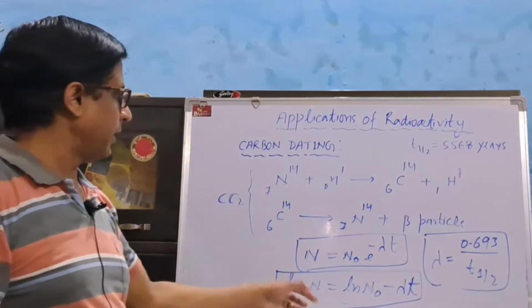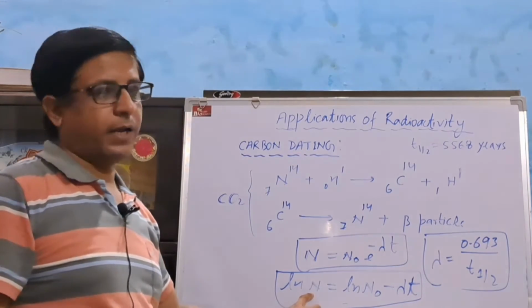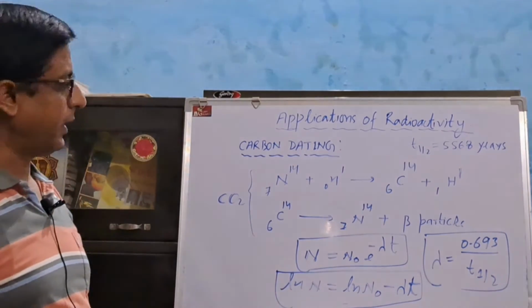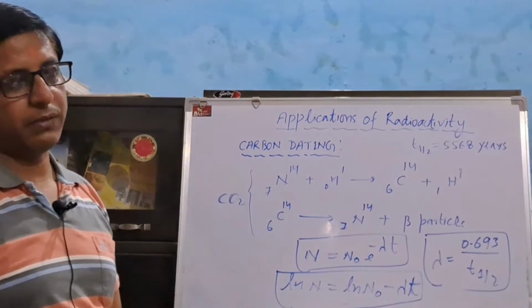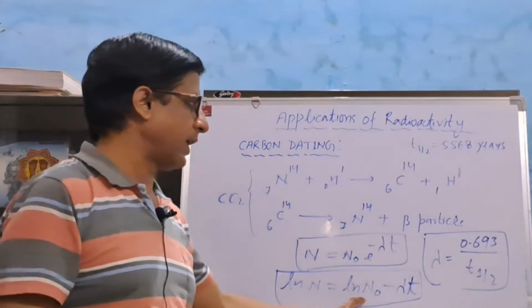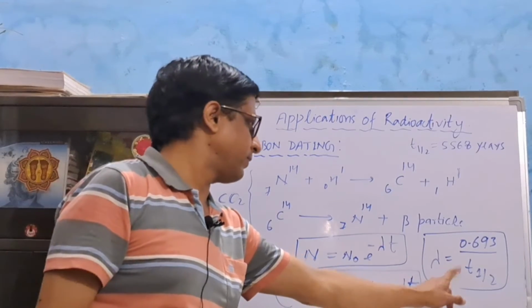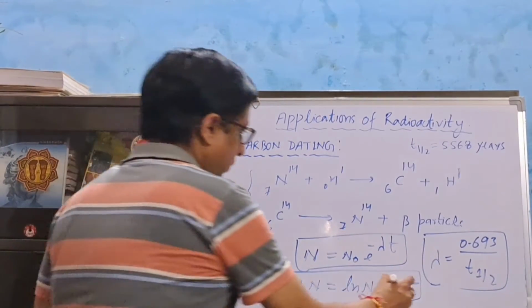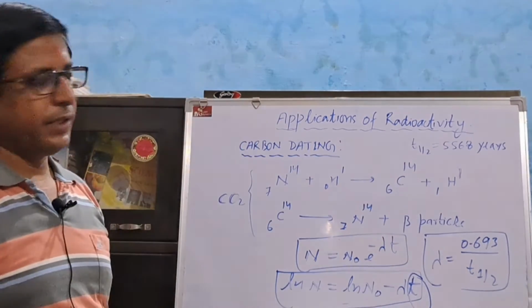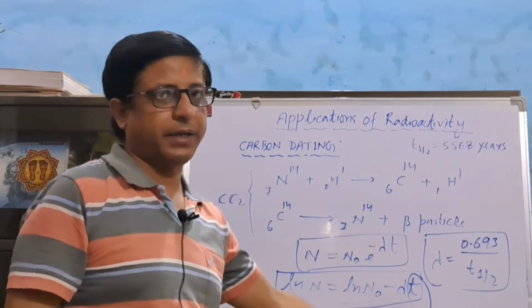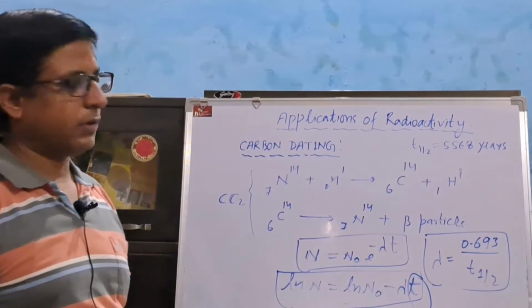Now we can measure the value of n, the decay rate after t years, and n0 is the value when the plant was alive. Lambda can be calculated from this. From this value, we can determine t, the time since the plant or animal just died.